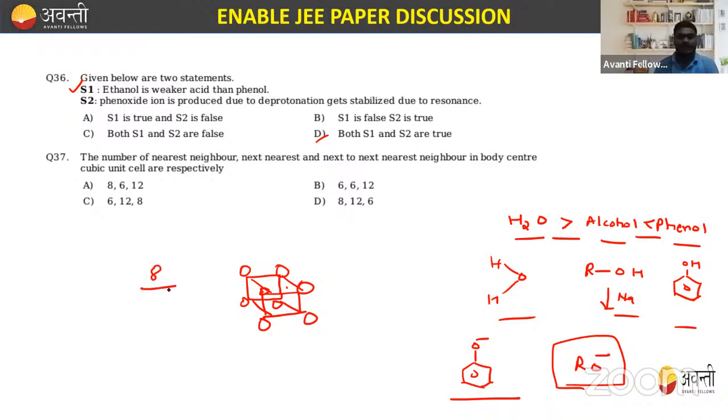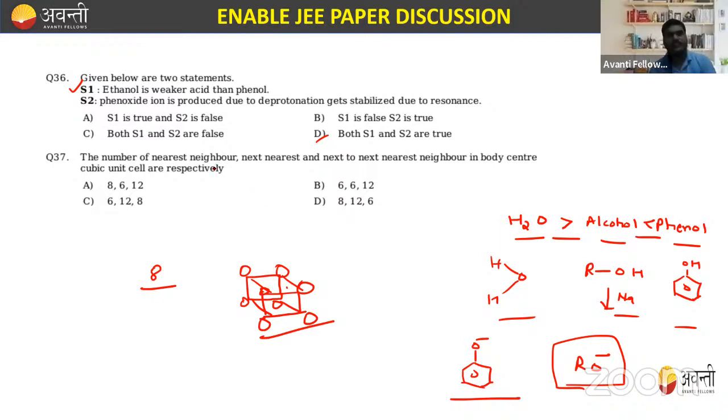Next nearest means, when this is only one unit cell, and if we combine more, what is the definition of a unit cell exactly? When we combine a large number of unit cells, they form a crystal lattice.